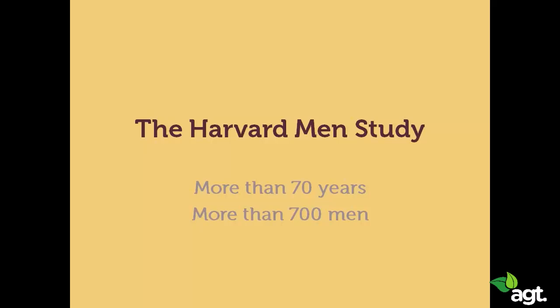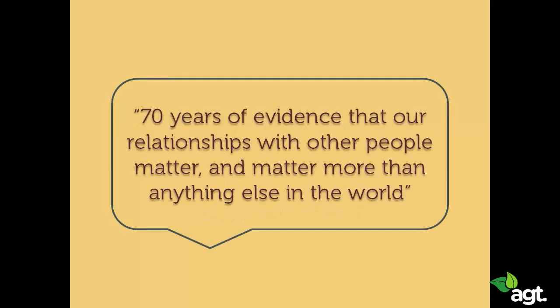The goal was to identify the life circumstances and personal characteristics that distinguish the happiest, most fulfilled men from the least happy and least successful ones. In his conclusion, after almost three quarters of a century of research, George Vaillant, the principal investigator, concluded with these words. He said, "We have 70 years of evidence that our relationships with other people matter, and matter more than anything else in the world."